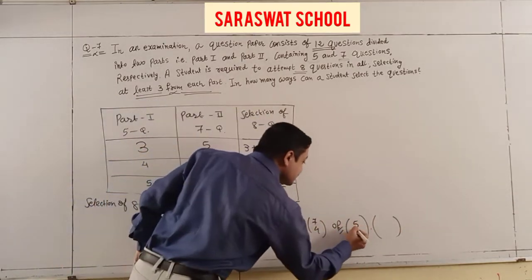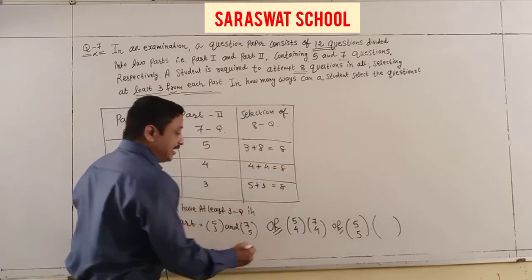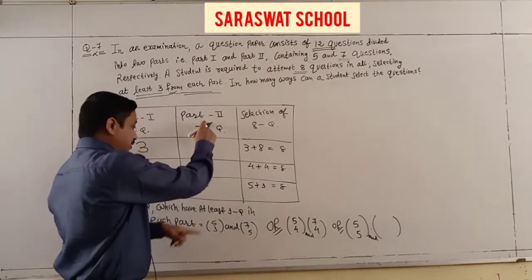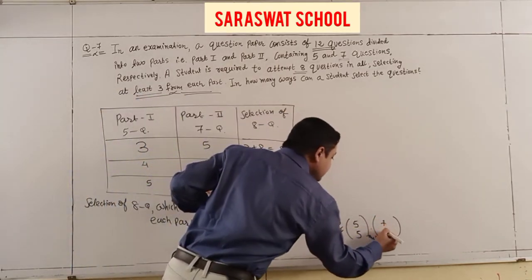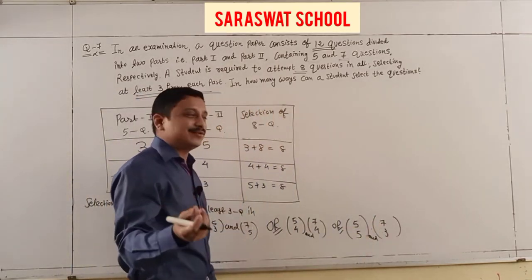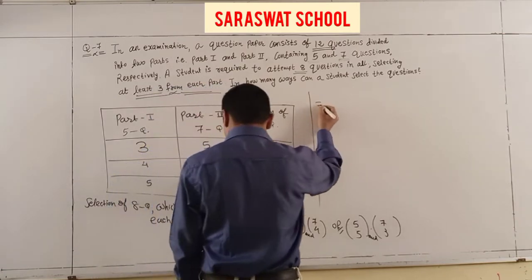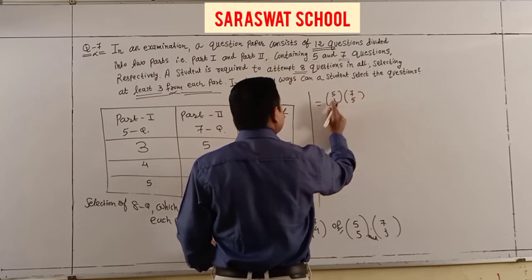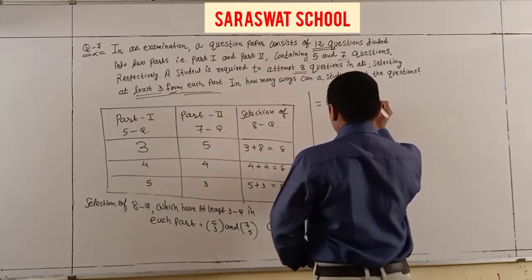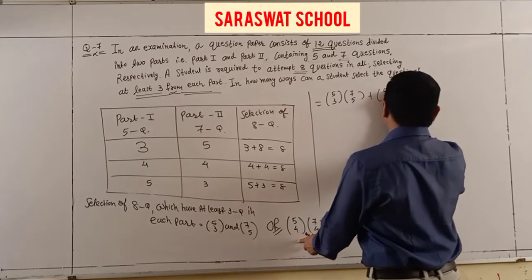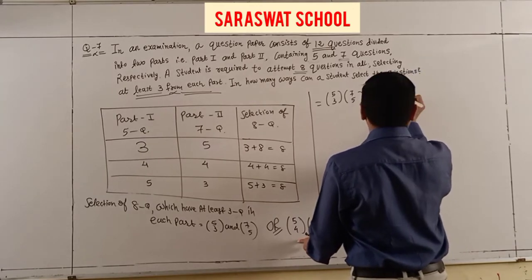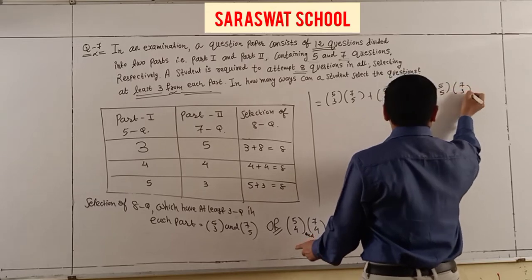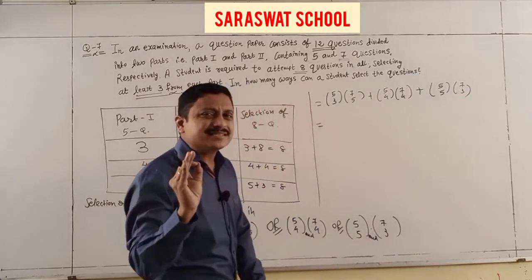Yes students, and secondly here, and next 7 choose 3. And students, these calculations I simply calculate. So my answer is 5C3 into 7C5, plus 5C4 into 7C4, plus 5C5 into 7C3, and this calculation is very simple.